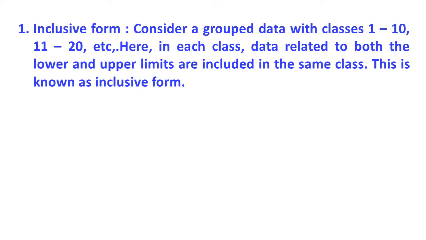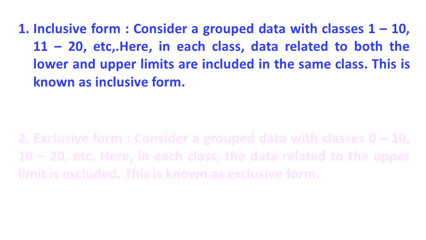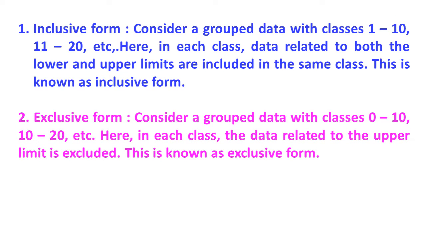Let us discuss what we mean by an inclusive form. Just consider grouped data with classes 1 to 10, 11 to 20, etc. Here, in each class, data related to both the lower and upper limits are included in the same class. This is known as inclusive form. And in the exclusive form, if we consider grouped data with classes 0 to 10, 10 to 20, etc., here in each class, the data related to the upper limit is excluded. This is known as exclusive form.